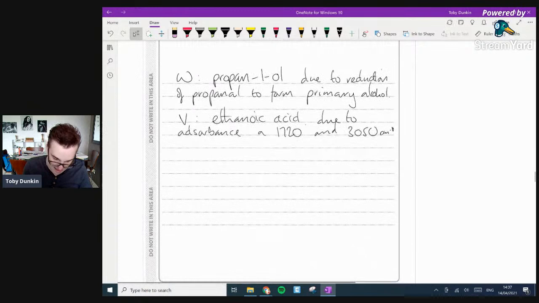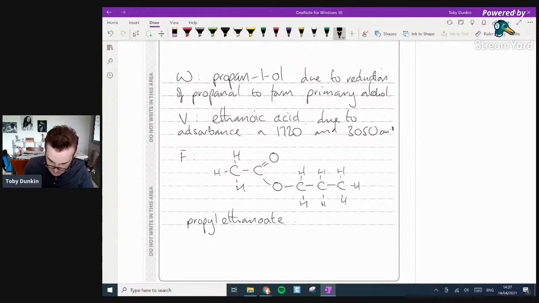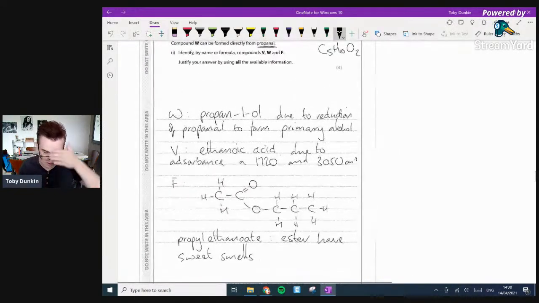Next, F. Therefore, F is going to be the ester, which looks like this, which is propyl ethanoate. Propyl ethanoate is the final picture. It's nice to draw it out, to be fair. I do like that. F is propyl ethanoate, the reason being esters have sweet smells. I don't know if I've got the 4th mark there. It's going to be interesting to see.